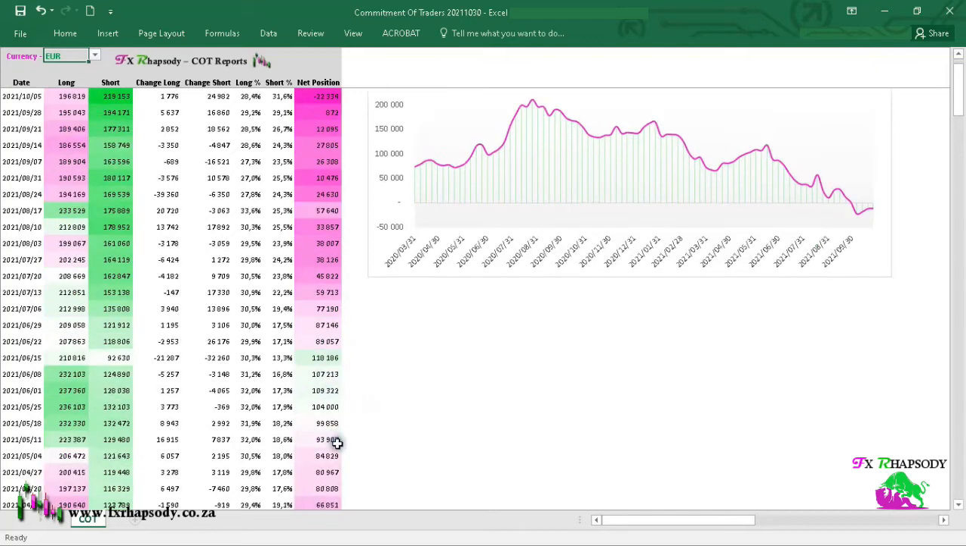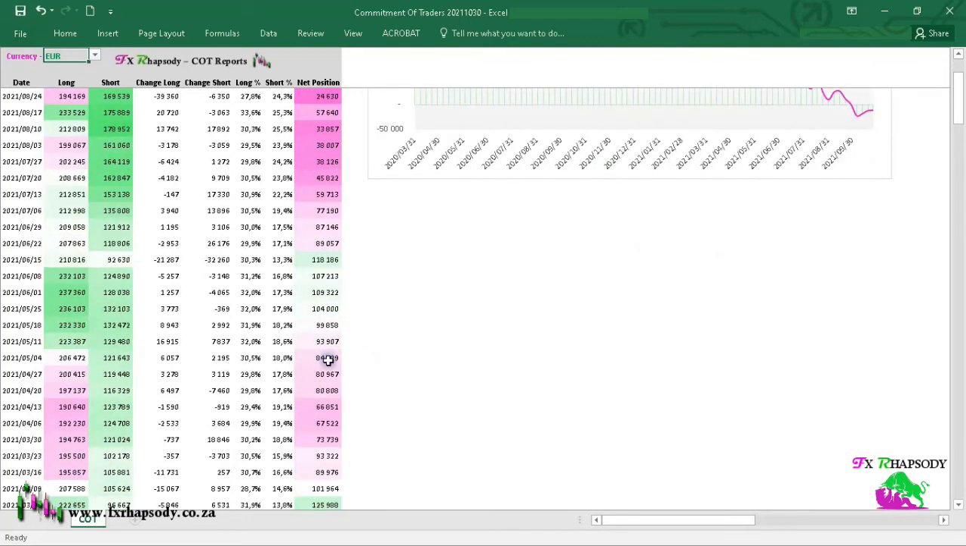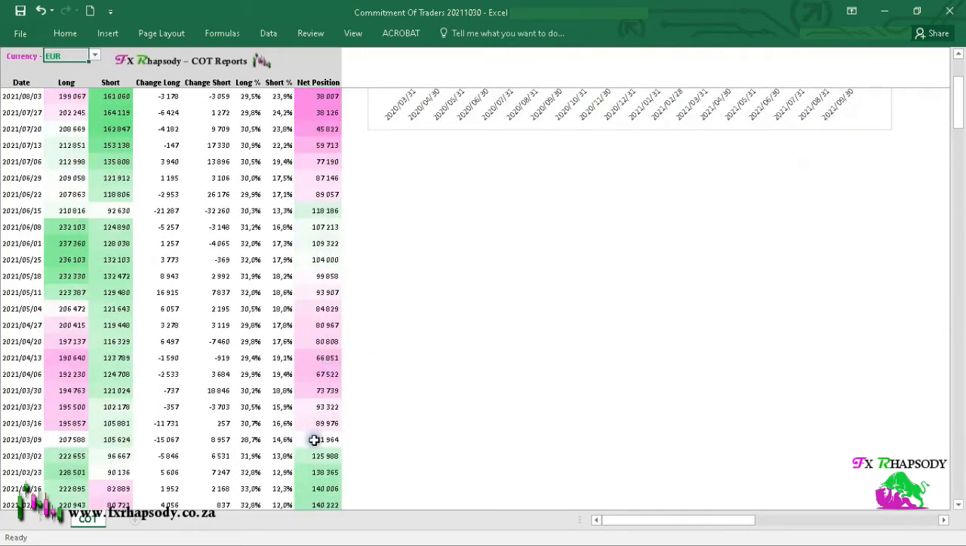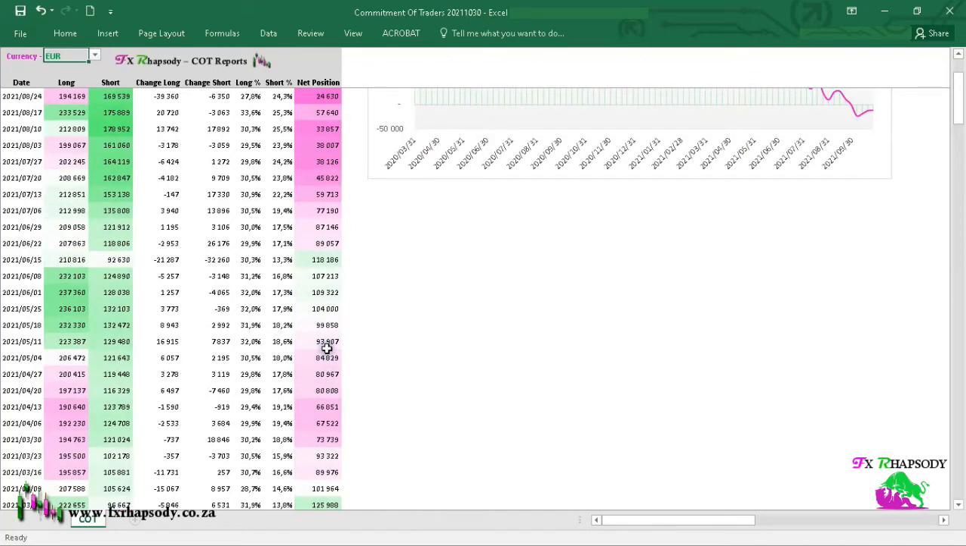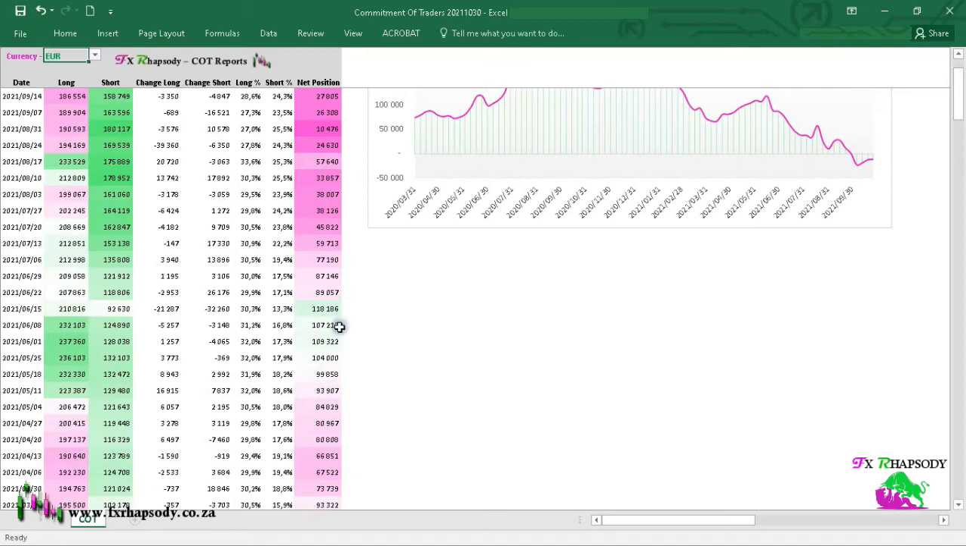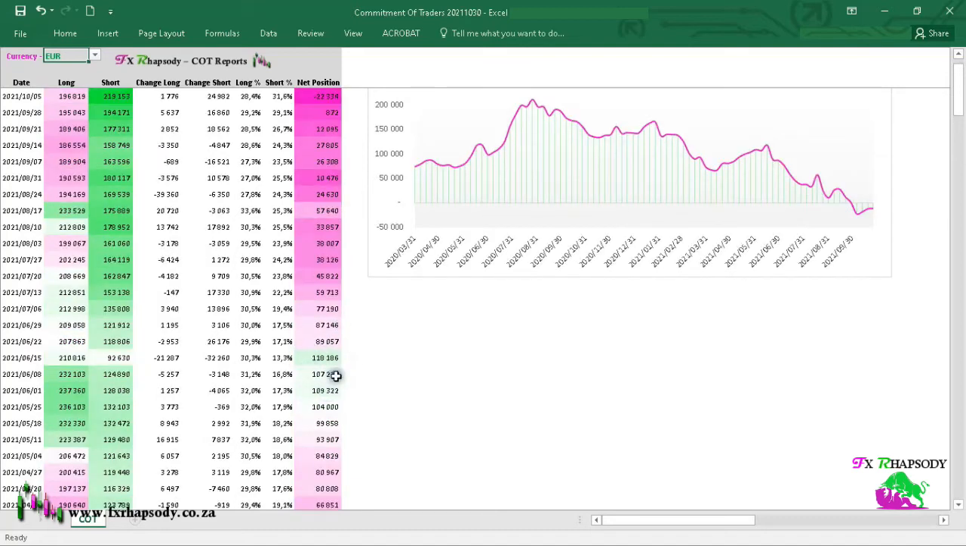So you can see, if I scroll down, I'm just going to hop a little bit up and down. You can scroll down, you see the net positions started going up and up and up. And all of a sudden, it got to an extreme net position of 118,000. And the very next week, you'd see how it started dropping all of a sudden. So that's a key area in the market.